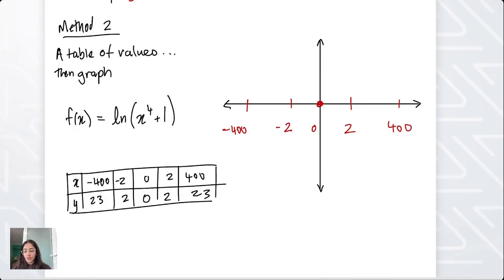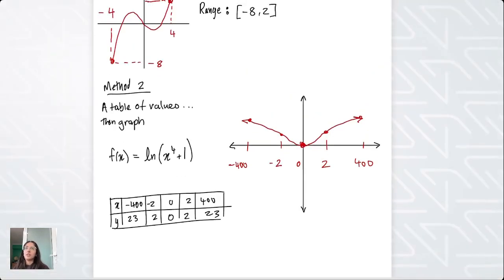So what this is going to look like. At -400, I get 23. Then I get 2. Then I get 0. Then I get this. Then I get this again. And I'm just going to connect the dots with a smooth line. Cool? We agree that we were not going to know how to graph that without a table of values. But with a table of values, you can graph anything you want. You just have to do more points. And then looking at this, can someone tell me what the range is going to be?